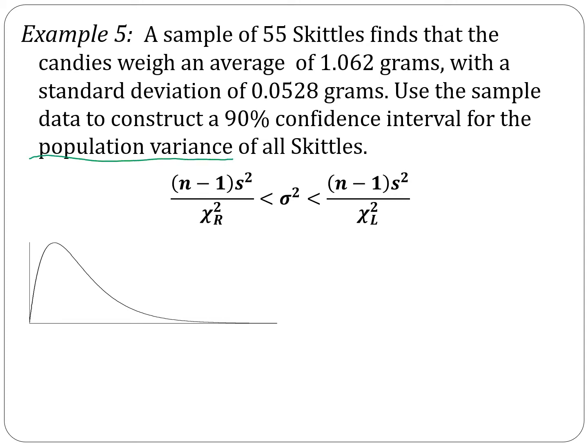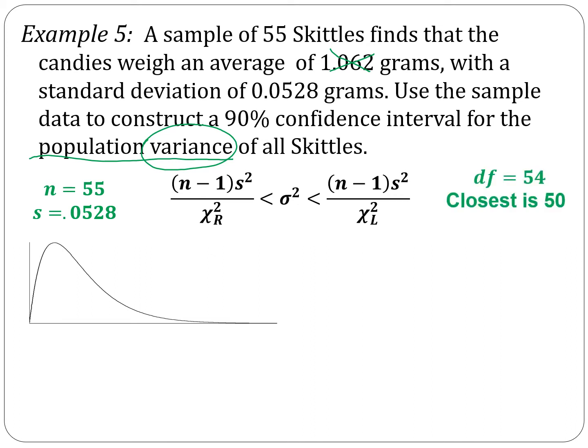Okay, so now we've been doing confidence intervals for population means and population proportions. When this word is either variance or standard deviation, that's when we use this method. It's also giving us some extra information. It tells us what the average weight of these Skittles are, and we don't need to know that. That's kind of useless information. So sample size is 55. Standard deviation from our sample is 0.0528 grams. And degrees of freedom is 54.